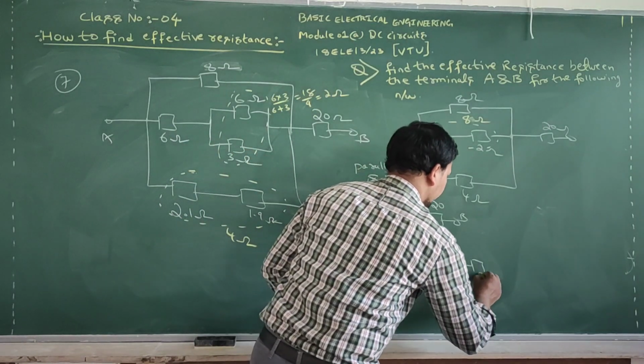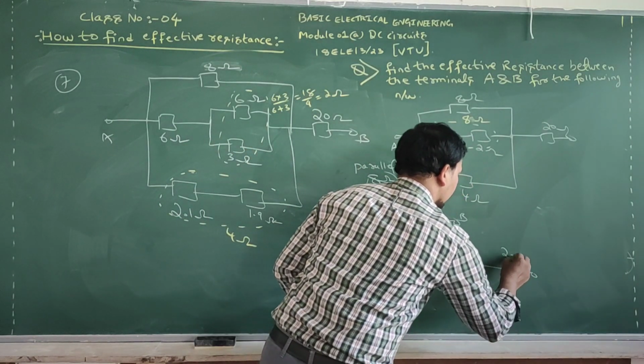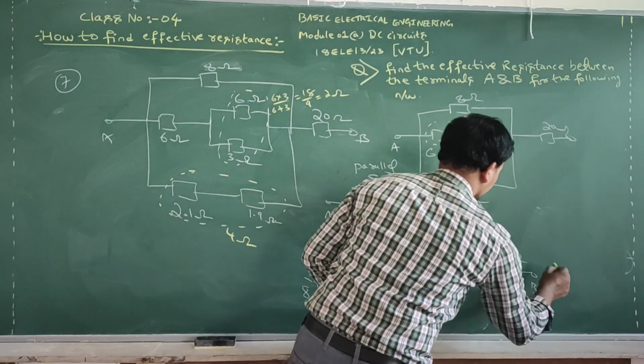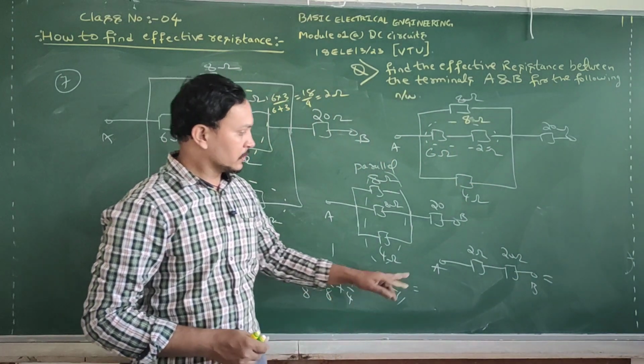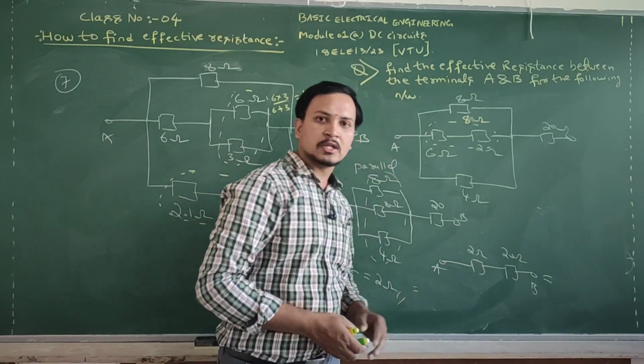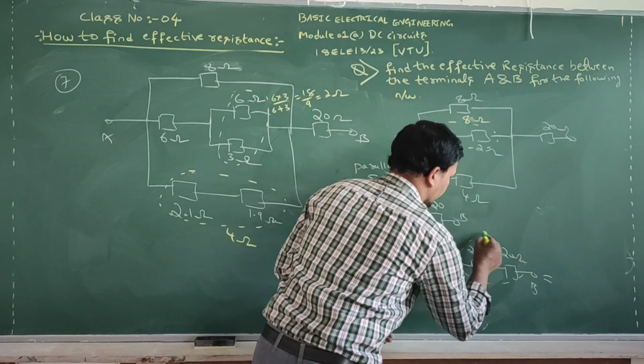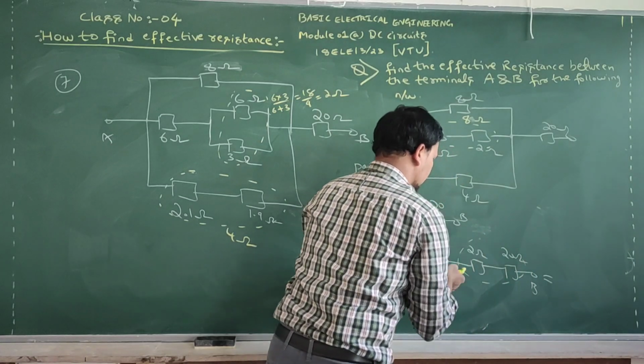So therefore, 20 ohm is here and 2 ohm is here. The effective resistance between A and B is the effective resistance between terminal A and B. Now these two are connected in series or parallel? Very good, series. So these two are connected in series.